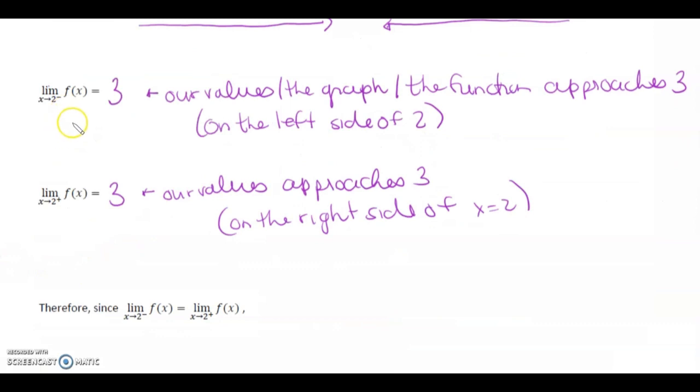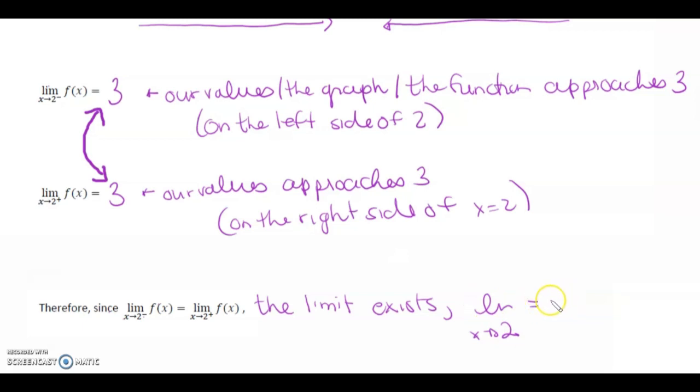So because the limit from the left-hand side and the limit from the right-hand side are the same value, we can say, therefore, since the limit of f of x as x approaches 2 from the negative side equals the limit of f of x as x approaches 2 from the positive side, the limit exists. And we can say the limit as x approaches 2, just in general, of f of x, equals 3.